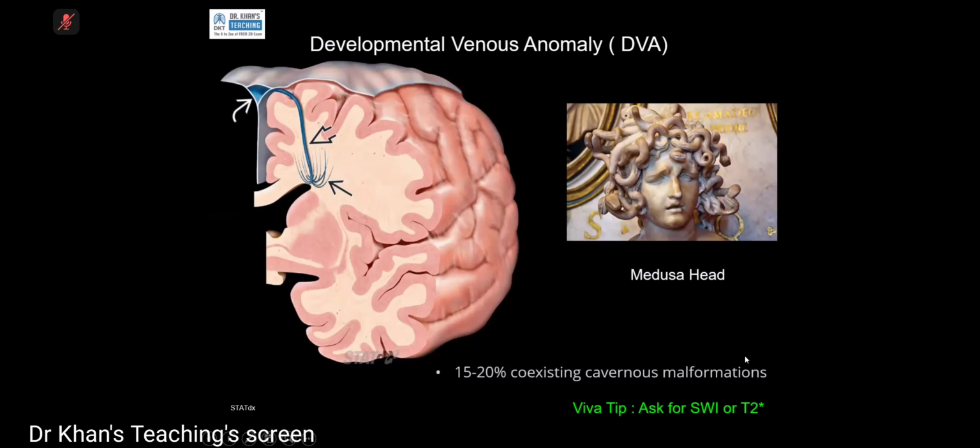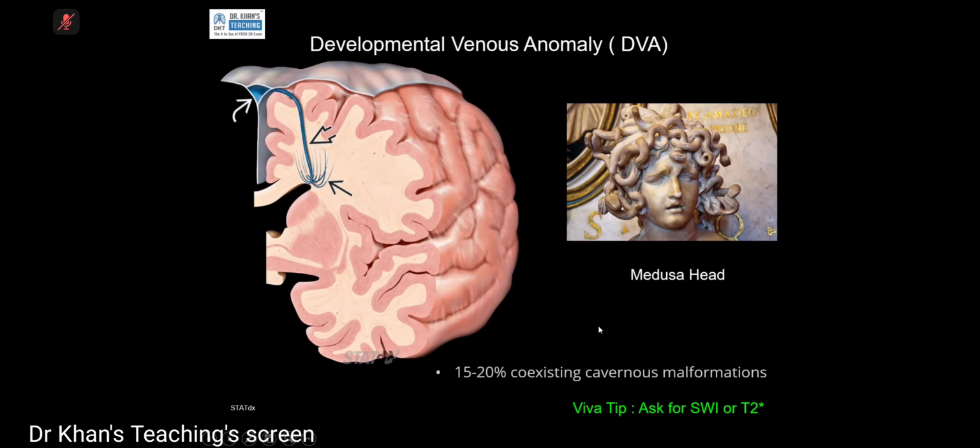Now, with that, developmental venous anomaly. A developmental venous anomaly actually is a vein which is drained by multiple small veins. There are two communications. One is with the ventricles and the second one is with the cortical veins. These small veins drain into a big vein. I call it the anaconda, and it gives you this Medusa head, which in Greek mythology is multiple small snakes sitting there. This is from a new reference, 15 to 20% coexisting cavernous malformations. Old references even called it 30 to 35%.